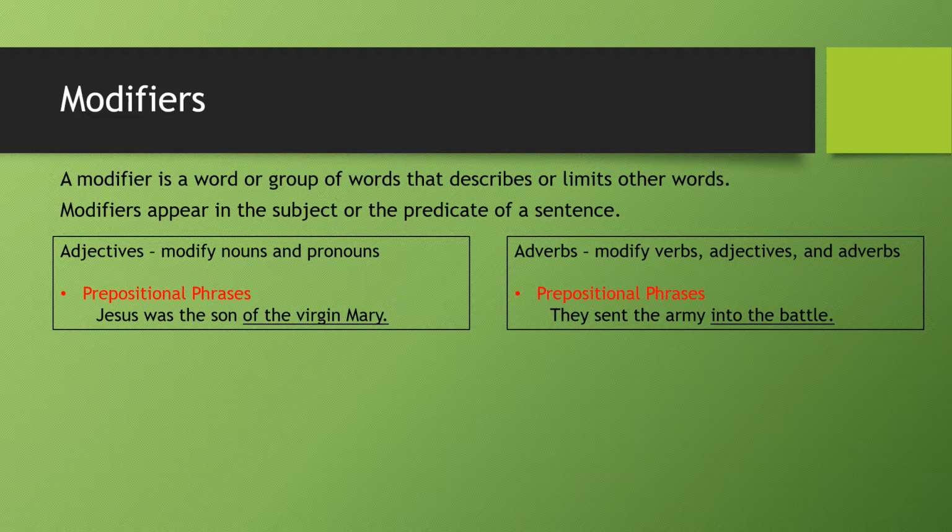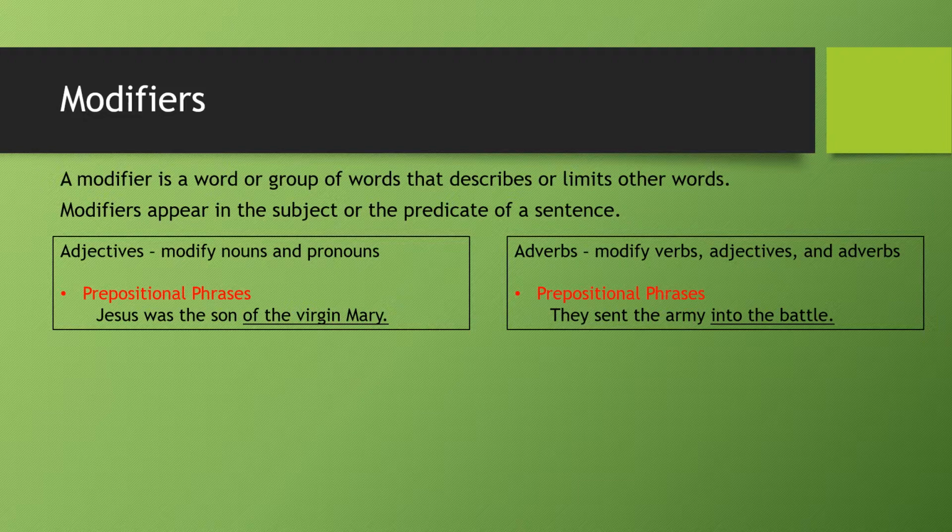Now, look at the prepositional phrase using an adverb. They sent the army into the battle. The prepositional phrase into the battle actually modifies the verb sent. They sent into the battle. Now, the direct object, of course, is army. And so they sent the army, but into the battle is actually describing where they sent the army.